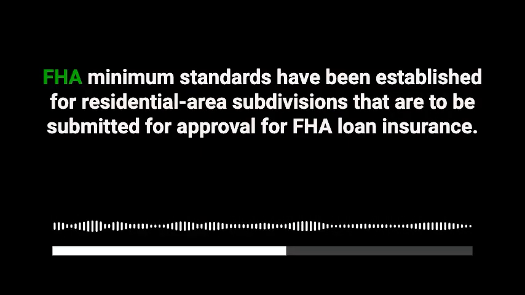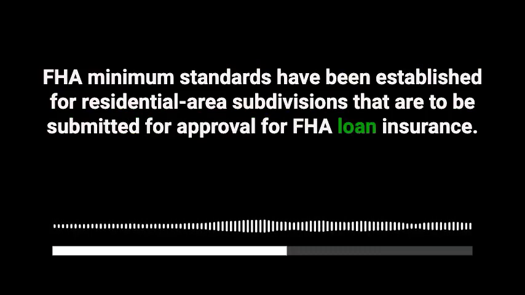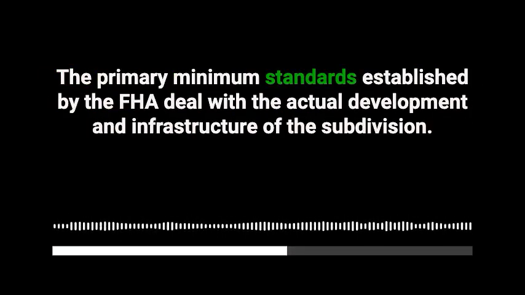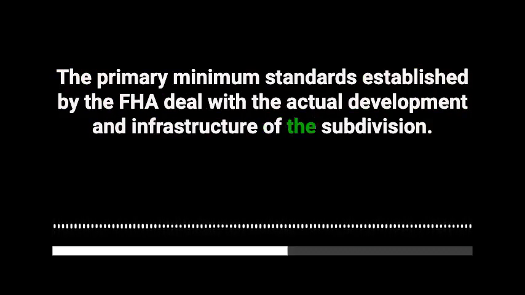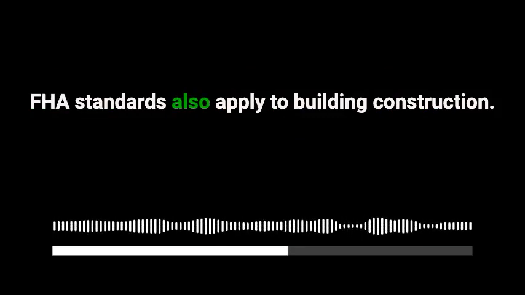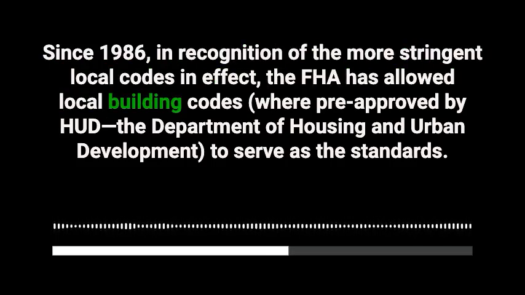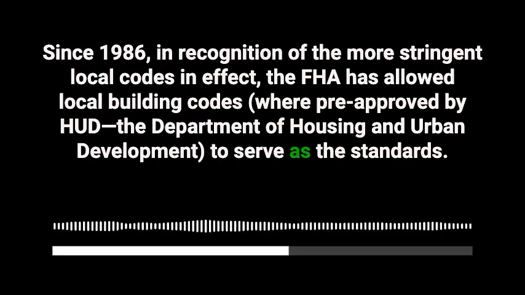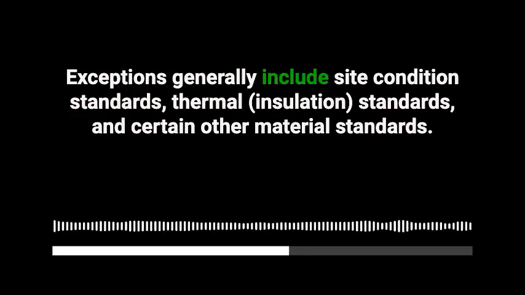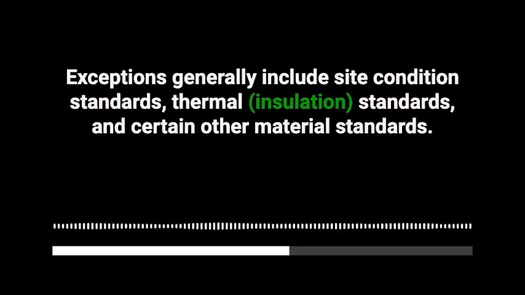FHA standards. FHA minimum standards have been established for residential area subdivisions that are to be submitted for approval for FHA loan insurance. The primary minimum standards established by the FHA deal with the actual development and infrastructure of the subdivision. FHA standards also apply to building construction. Since 1986, in recognition of the more stringent local codes in effect, the FHA has allowed local building codes to serve as the standards. Exceptions generally include site condition standards, thermal standards, and certain other material standards.